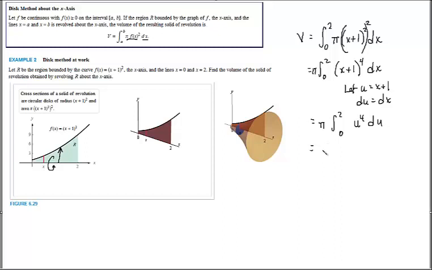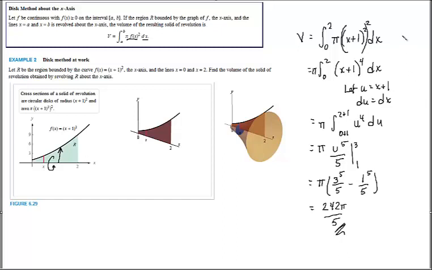I'll have pi, integral of u to the 4th du. I like integrating that. Pi u to the 5th over 5, with the limits of integration in that case, well, they wouldn't exactly be 2 and 0, so let me fix those. Let's see, if x is 2, that would be a 3, because u is x plus 1, so my limits here are going to be from 1 to 3. And then just plugging this in and computing. Alright, there's my arithmetic.